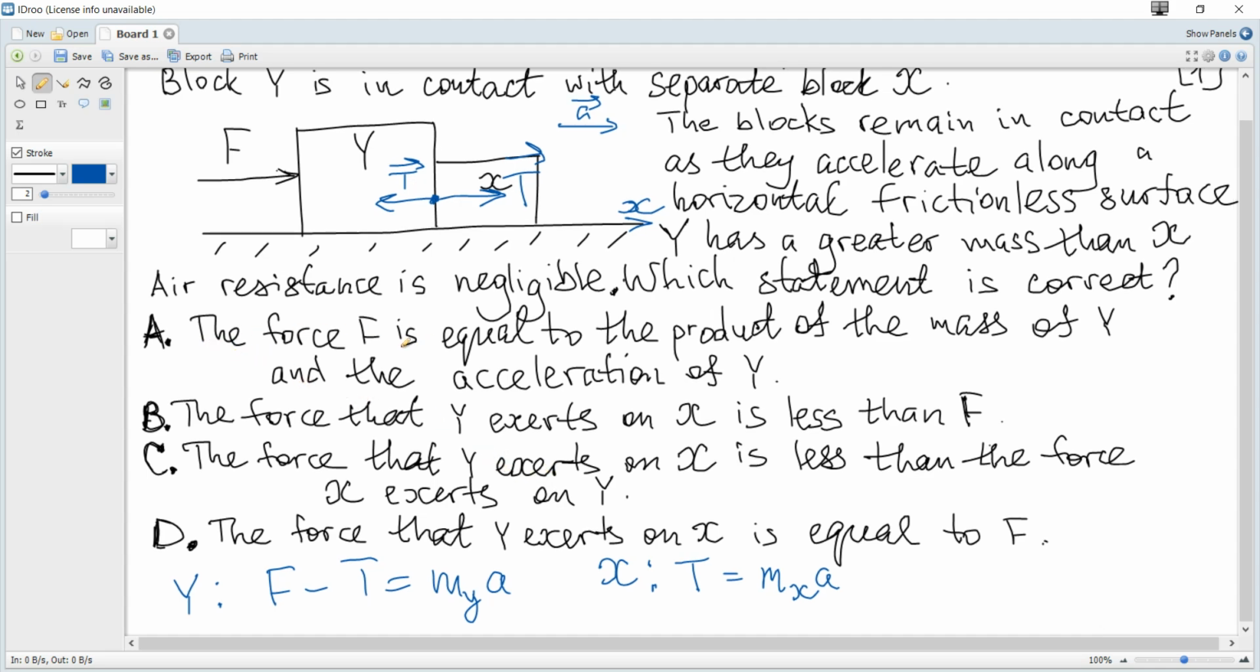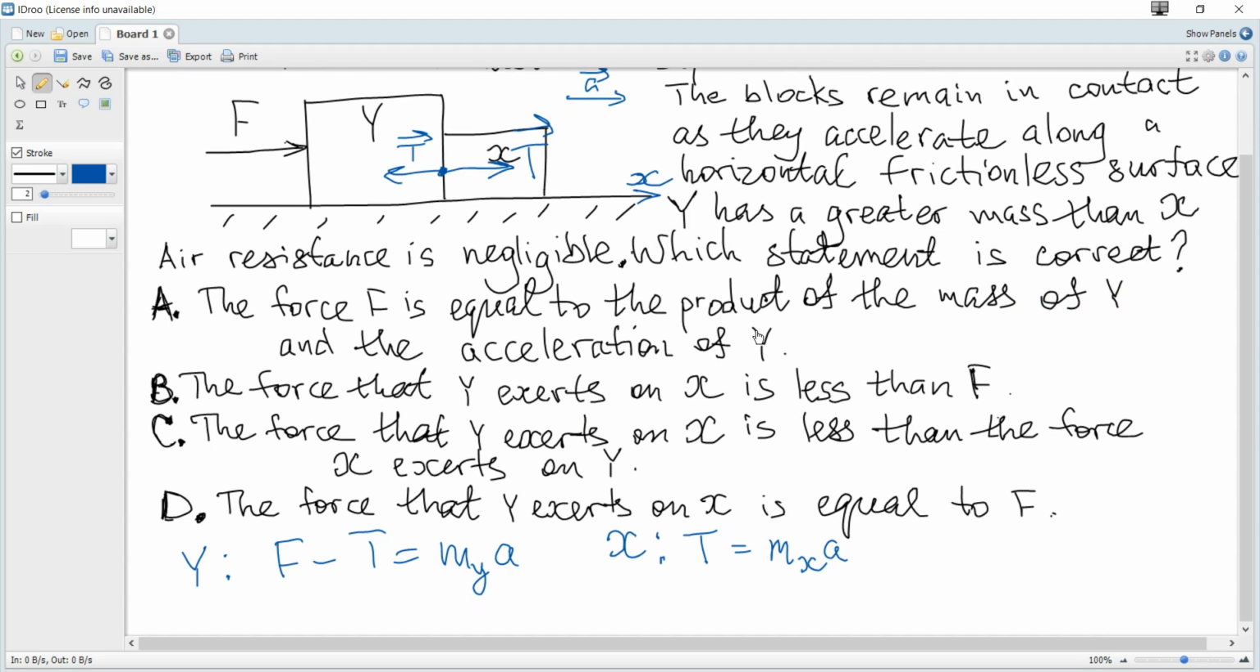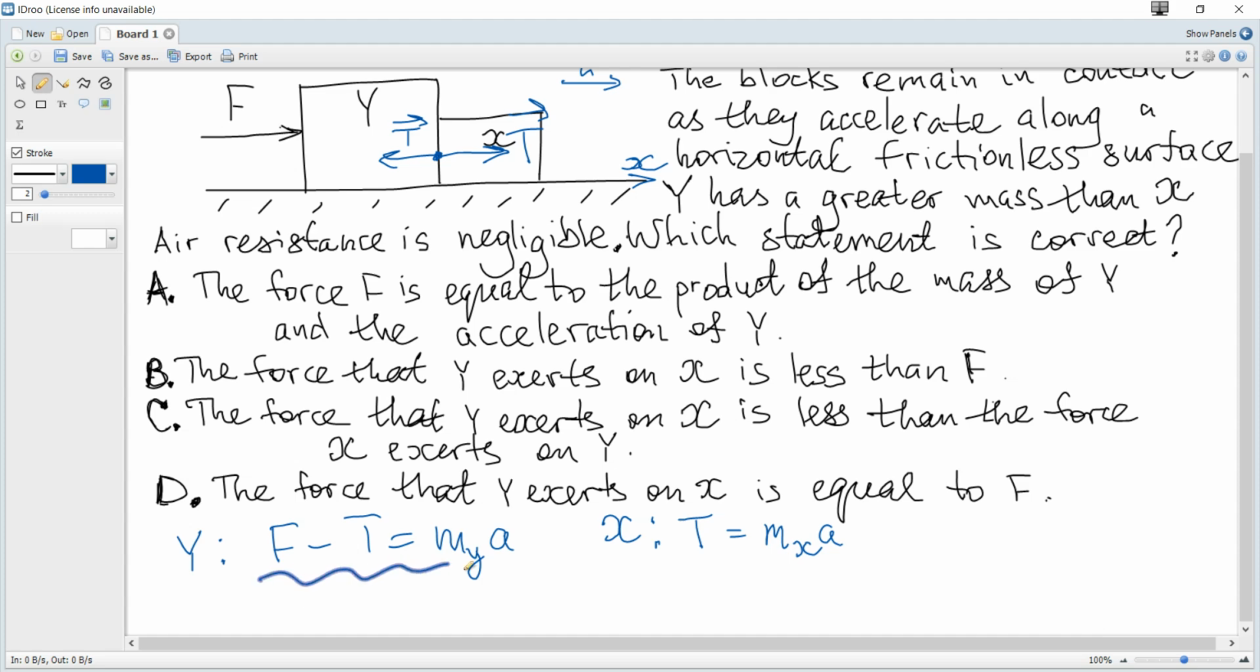The force F is equal to the product of the mass of Y and acceleration of Y, and from this equation we can see that F is not just ma, there is an additional plus T, so A is not correct.